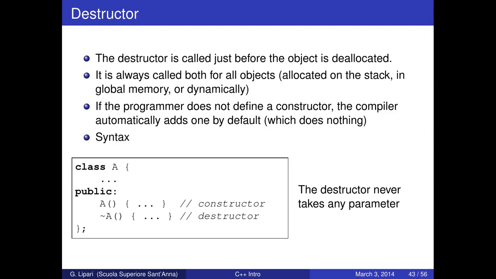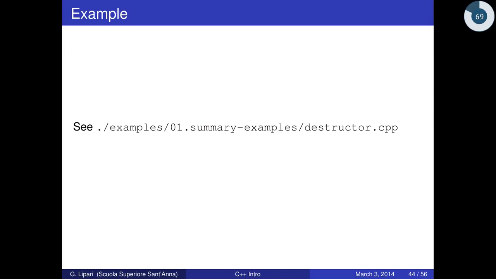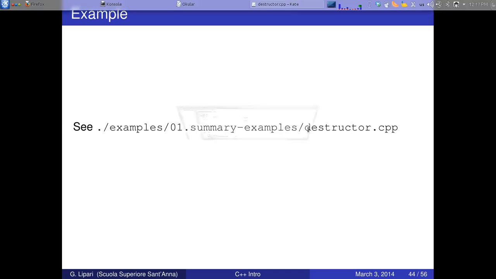Destructor and constructor are always defined for all objects. If you don't define them, the compiler is going to create standard ones for you. And the syntax for the destructor is that you have to put this symbol here, tilde, in front of the name of the class, and then here you write the code for the destructor. The destructor, of course, never takes any parameter. There is no need to pass parameters to the destructor. And here is the example.